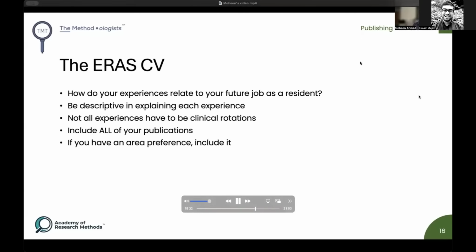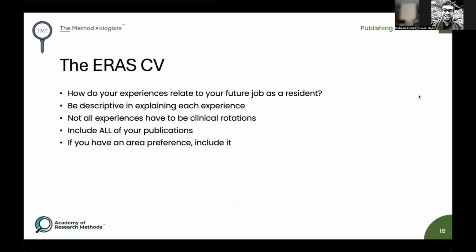In terms of the ERAS CV, more and more they're asking about experiences and how it helped guide you towards your field of medicine. It's important that when you are describing your experiences, you explain how they will relate to your future job as a resident. All your experiences don't necessarily have to be a clinical rotation. They can be something related to medicine or something that you think will help you as an internal medicine resident or whatever resident you choose to be.